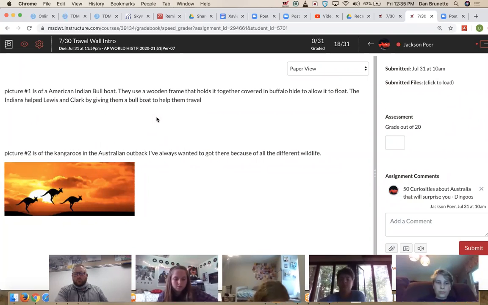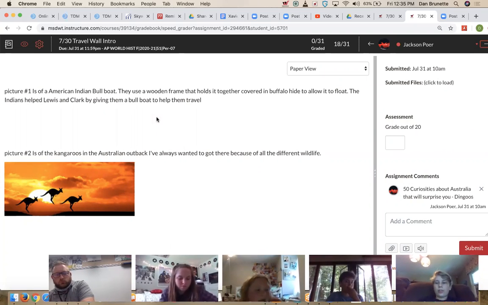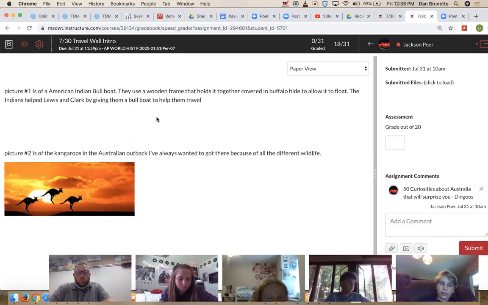But the first picture was supposed to be of this bull boat. I saw it in Montana, and it's crazy that the Indians would use those to float around and get to places when they were literally just made out of buffalo hide and sticks. And then my second picture is of Australia, and there are some kangaroos, and I just think it'd be really cool to go there just because the wildlife is so much different.